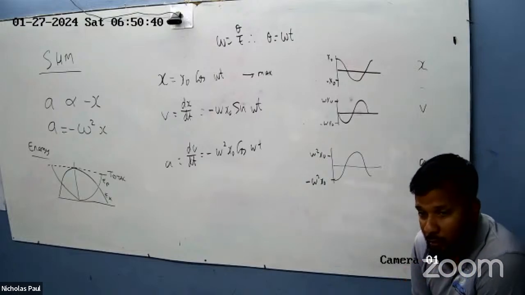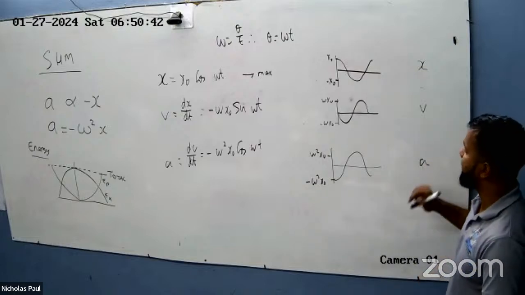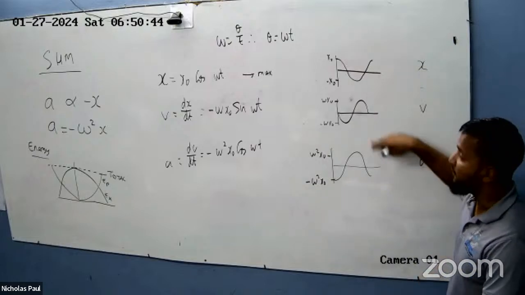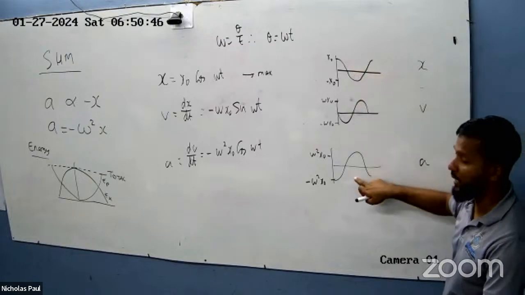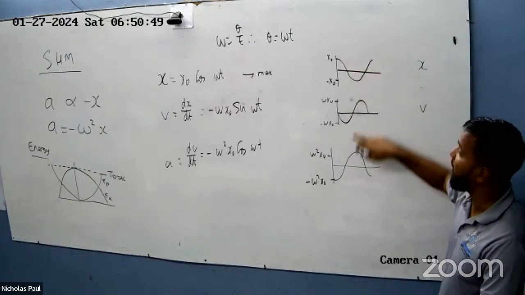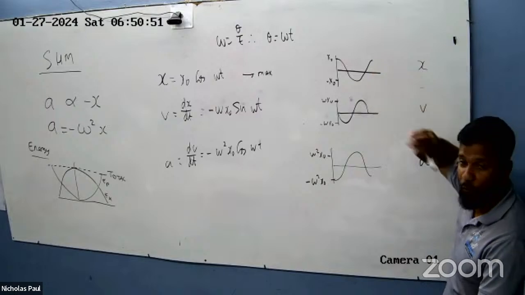Ask Aaron why these graphs look like that. If I reflect this in the x-axis again, technically this is the negative of this. Why?